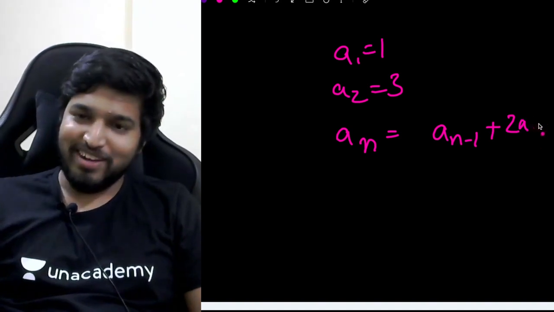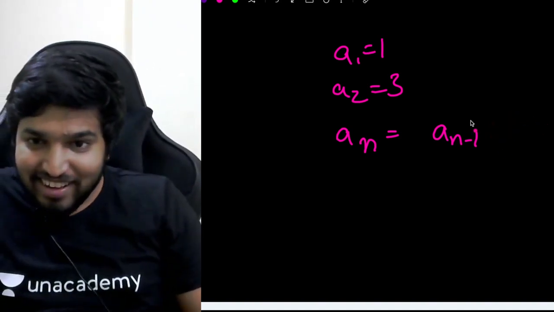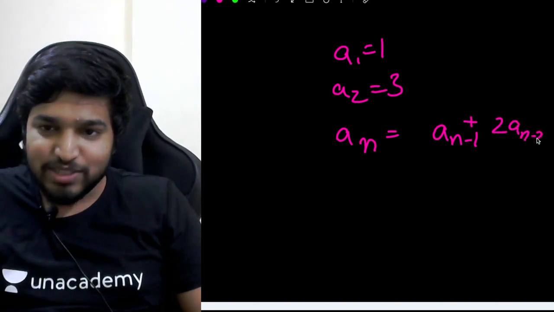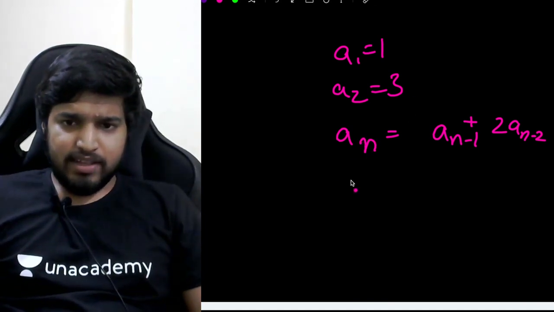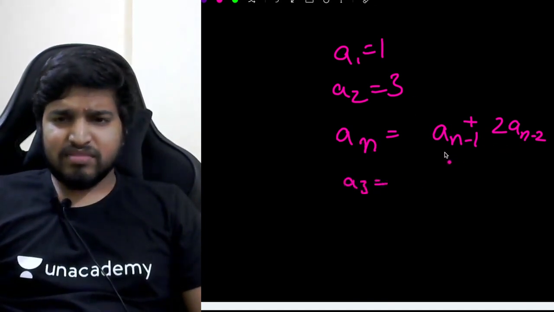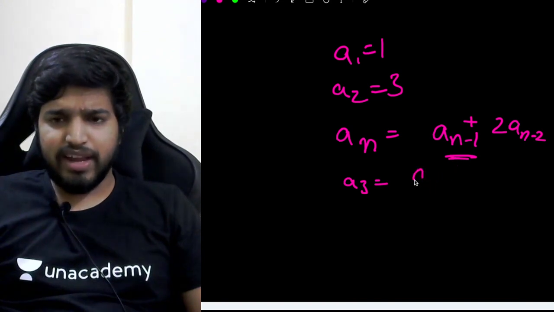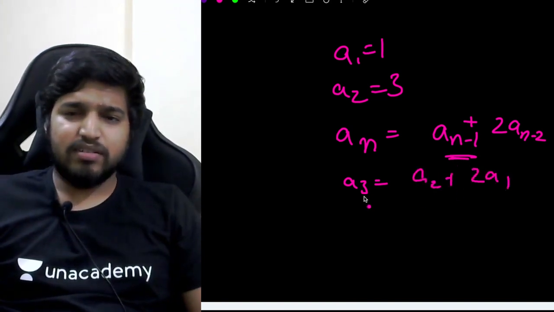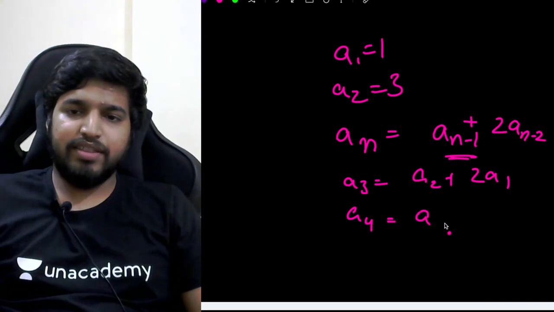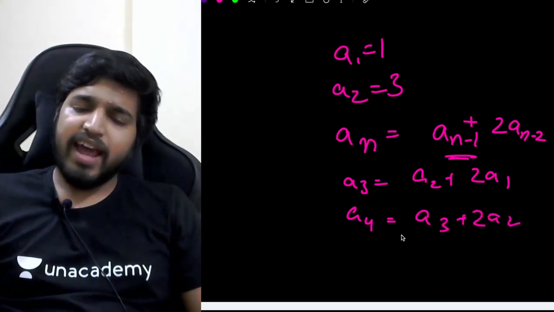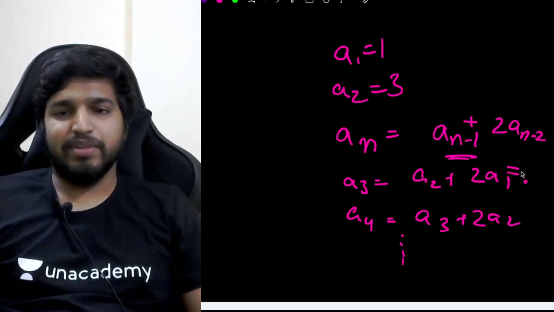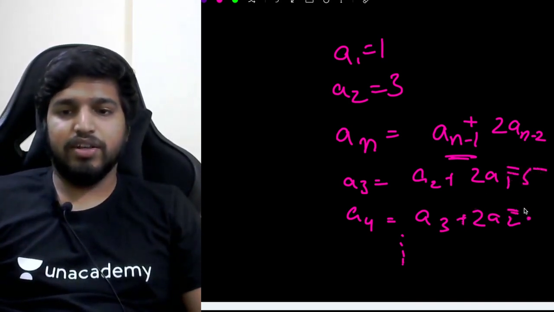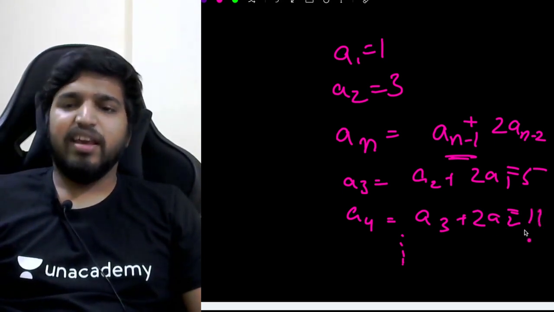I need to be more careful here. Plus 2an minus 2. Great, I fit it in. Awesome. That means a3 equals a2 plus 2a1, a4 equals a3 plus 2a2, and so on. Got it? You can calculate this, whatever this is. 5, then you'll get 5 plus 6, 11, and so on.